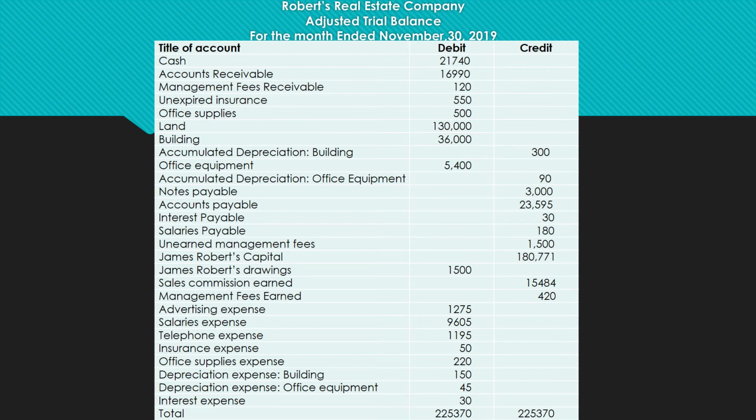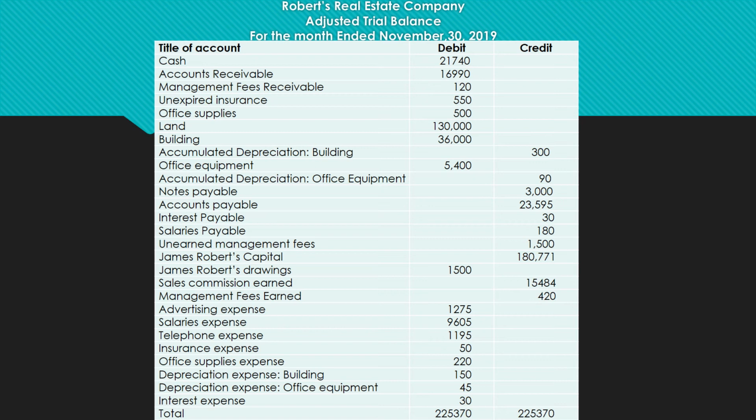Then after liabilities we show capital. So the capital account remains the same. There were no adjustments related to capital. So James Roberts capital remains the same, 180,771. James Roberts drawings also remain the same, 1500. Now after capital we show the revenue accounts.